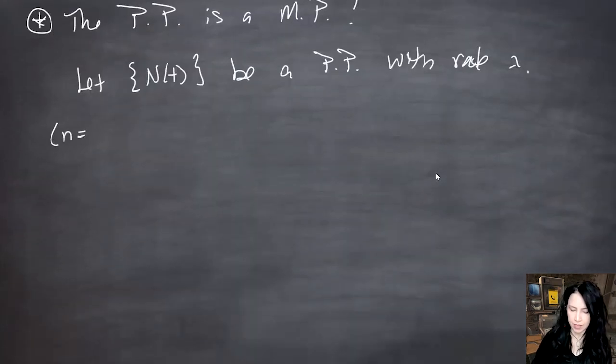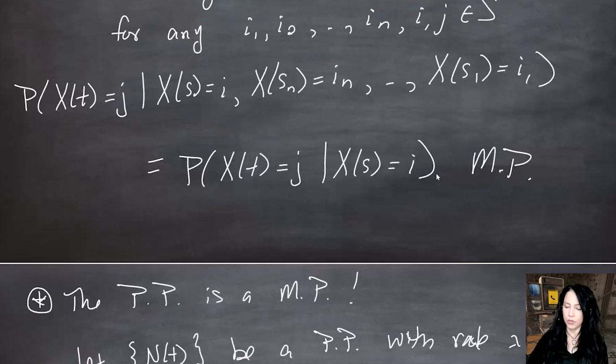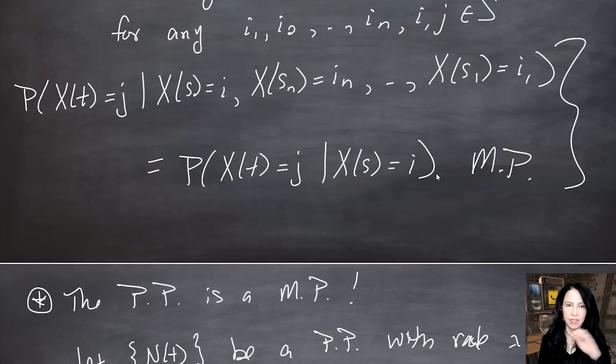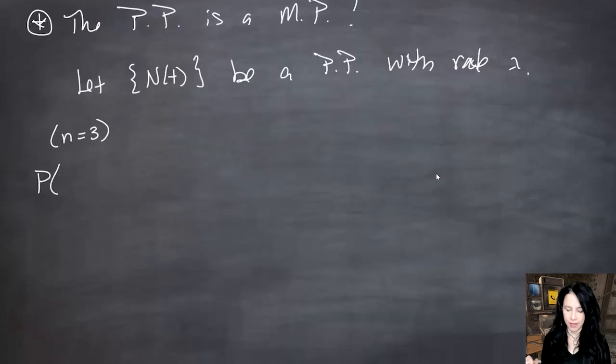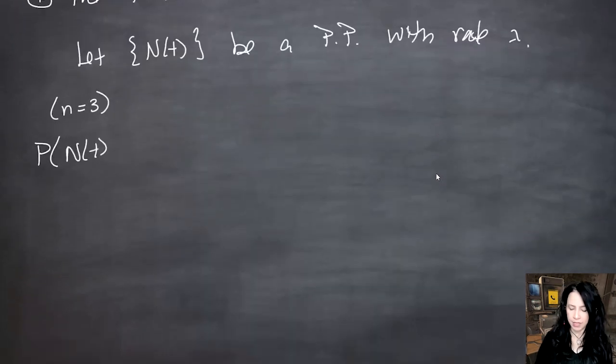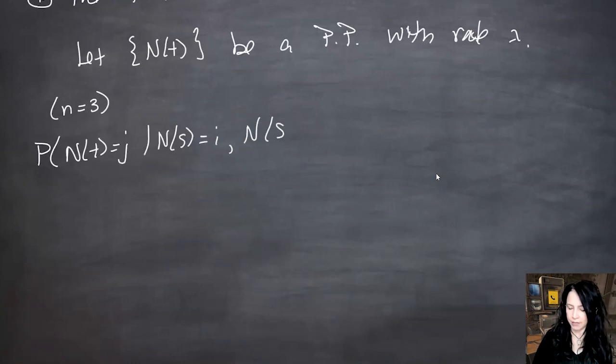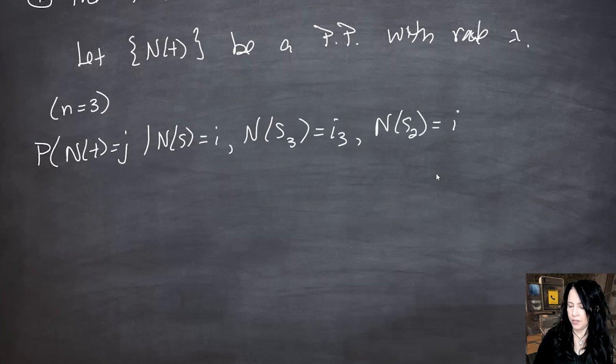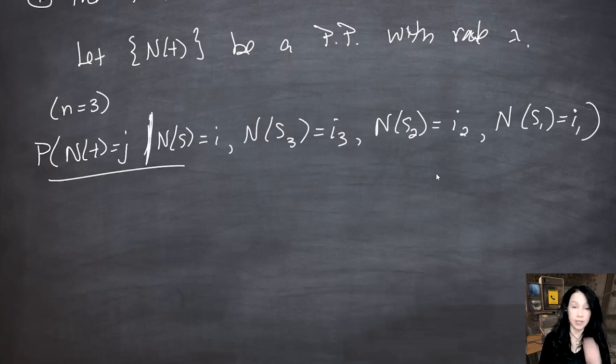So just so these lines don't get ridiculously long, I'm going to look at the probability. This has to hold wherever the conditional probabilities are defined. If one of them is undefined, but the other one is, you have not destroyed the Markov property. They have to be the same only when they're both defined. So the probability that N of t is some j, given N of s3 is some i3, N of s2 is some i2, N of s1 is some i1. We want to show that that's equal to this conditional probability.